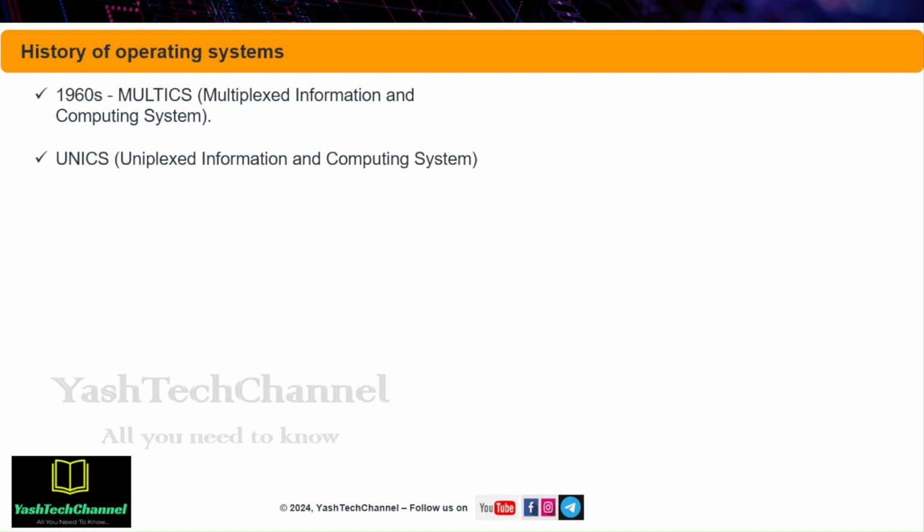and they introduced another project called Unics. So Unics means Uniplexed Information and Computing System. That's the project which was launched in 1969. That is the first project where multi-user, multitasking is slowly evolving.